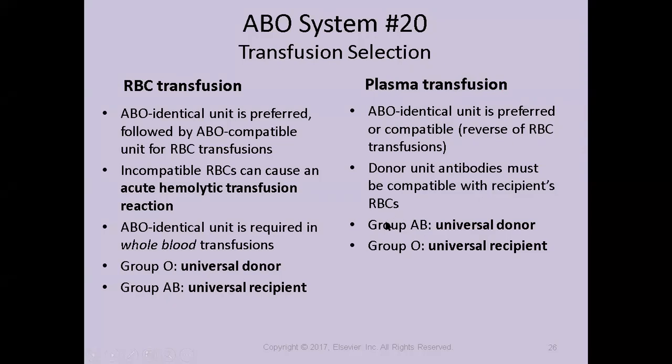We want to give the type that lacks any antibodies. Okay, so for plasma, type AB is the universal donor. And in this case, type O is the universal plasma recipient because type O has both anti-A and anti-B. So receiving those antibodies in a plasma transfusion won't cause harm. Donor unit antibodies must be compatible with the recipient's red cells. Okay.